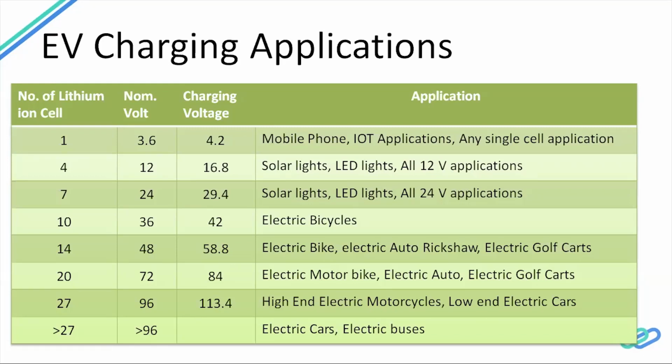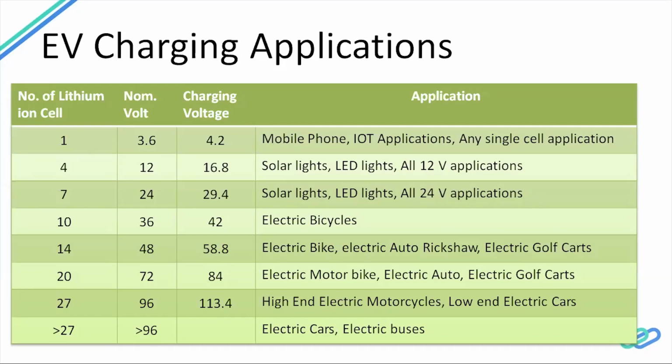So all the chargers for an electric bicycle would be designed at 42 volt charging voltage. Current may be different, depending on how much capacity of battery we are using. That depends on manufacturer to manufacturer. Some might be using 10 ampere capacity, some other may be using 15 ampere, 20 ampere, like that. So basically for electric vehicles, the starting point of the voltages is 42 volts.